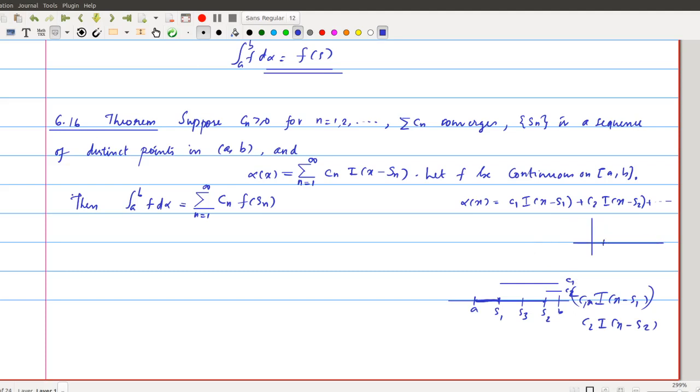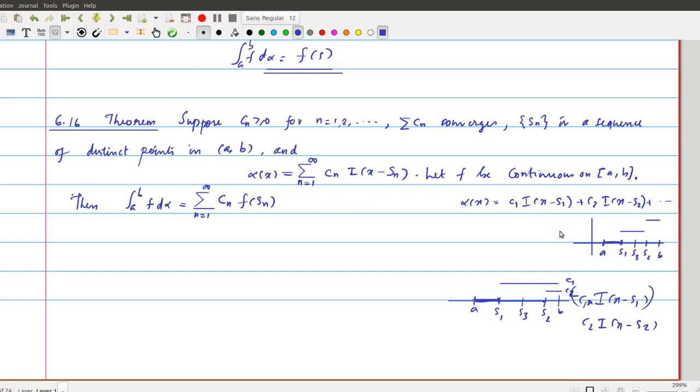Okay, so if you add these two functions, you can get the graph of that function. If this is a and this is b, this is s1 and this is s3, this is s2. When you add, up to s1 the value is 0. From s1 to s2 we have c1, and from s2 to b we have c1 plus c2. So that is somewhere here. Okay, so this is the sum of the first two terms of this alpha of x.